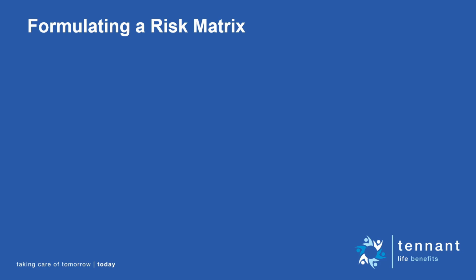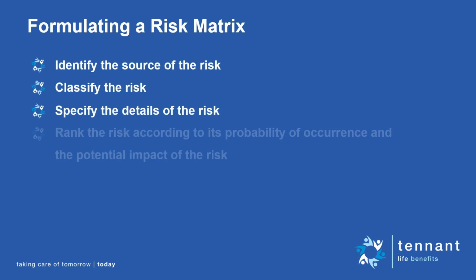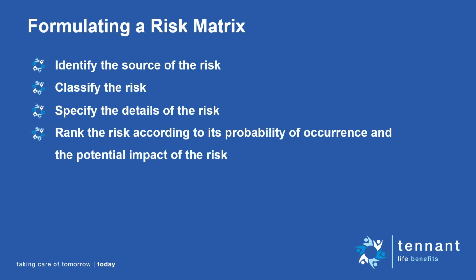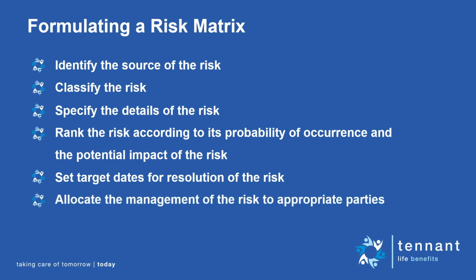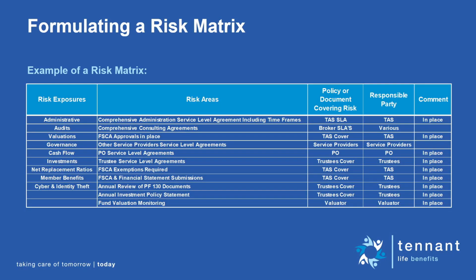Once trustees have gone through some sort of risk identification process, they should then set out a risk matrix. The matrix should identify the source of the risk, classify the risk, specify the details of the risk, rank the risk according to its probability of occurrence and the potential impact of the risk, set target dates for resolution of the risks, and allocate the management of the risk to appropriate parties. The trustee should then establish a program of action and reporting for all of the items included within the matrix, and then include this matrix as part of the fund's risk management policy.